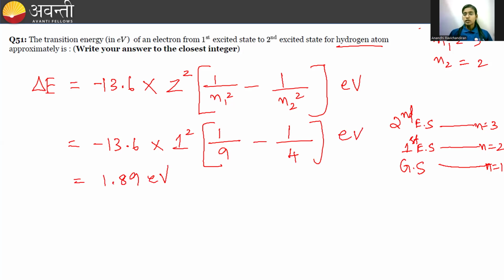And we have to write the answer to the closest integer, right? So 1.89 is closest to 2 electron volt. So delta E is equal to 2 electron volt, and that is the answer.